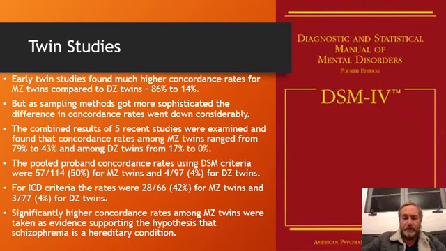diagnosing these twins. But basically, MZ twins, 50%, were concordant, meaning that both twins had schizophrenia if one did, and 4% for the DZ twins. So pretty different, right? And then if you're using ICD criteria, it's 42% and 4%. So still pretty different. So clearly, significantly higher concordance rates among the MZ twins, taken as evidence supporting the hypothesis that schizophrenia is in fact a hereditary condition.